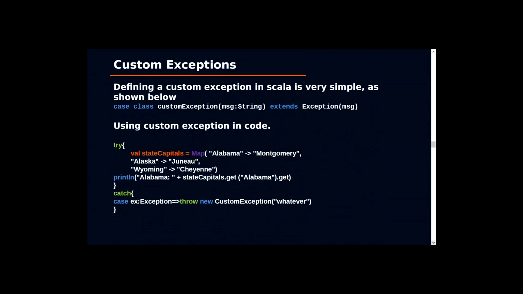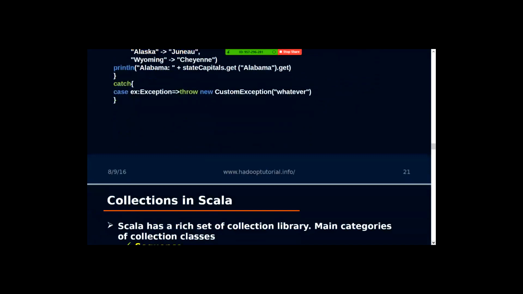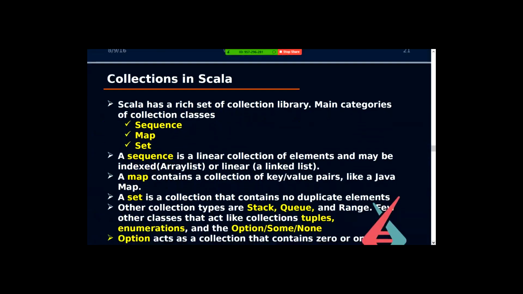So if you want to write your own custom exception classes also, it's very simple. Case class custom exception, extending your superclass exception, and make use of that. Whenever an exception occurs, you call this new custom exception. Okay, but we don't go to that level.